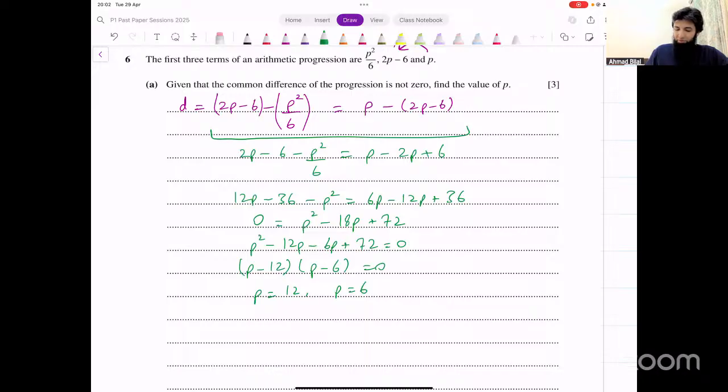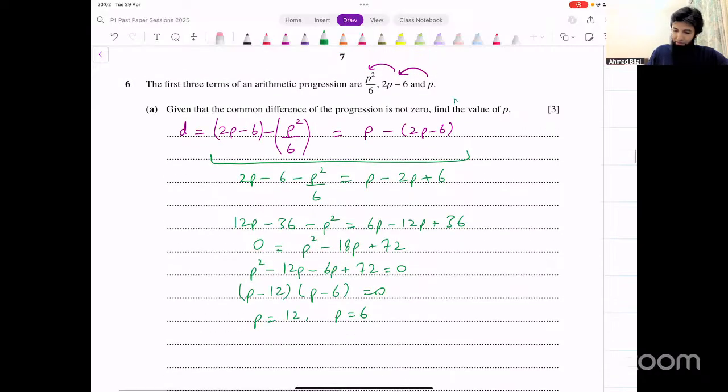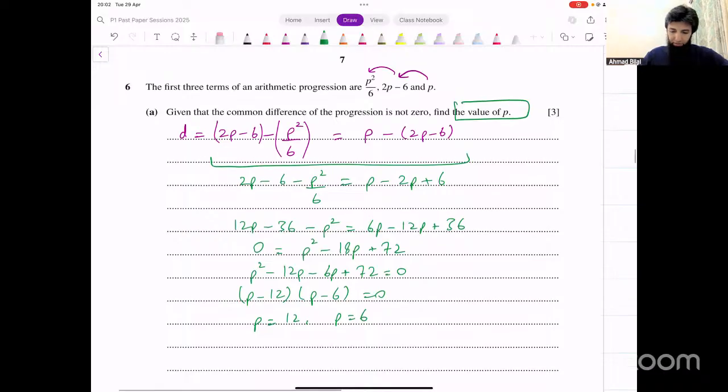There is some problem somewhere. It should not have been this. Now we're getting two values. The question says the value of p. Okay, let's think about it. So we're getting two values of p from this, 6 and 12. We need to find the value of p. That means there has to be one answer. So let's look at the question and see.